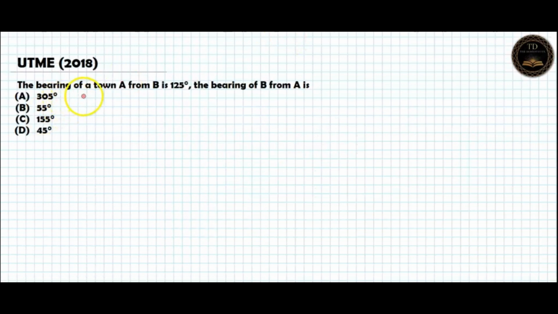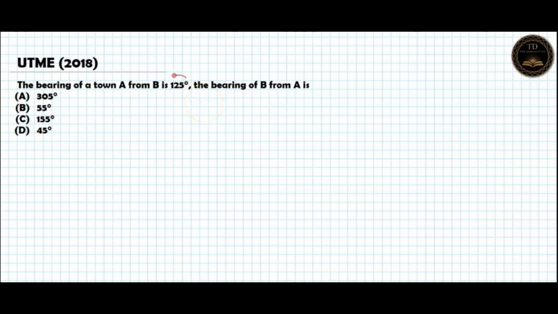It says the bearing of a town A from B is 125 degrees. The bearing of B from A is, now I'm sure if you pause this video right now, you can actually get the answer before me. Okay, I'm sure you got it.